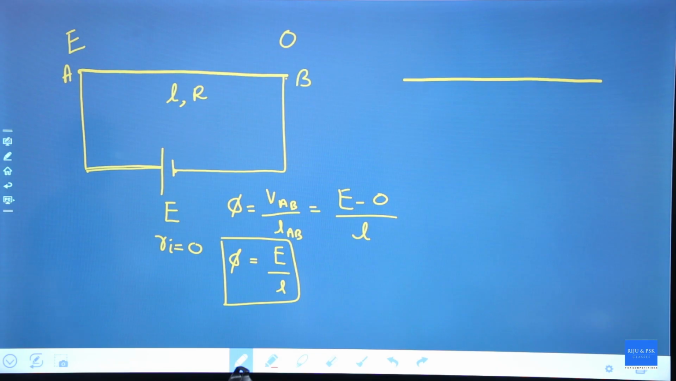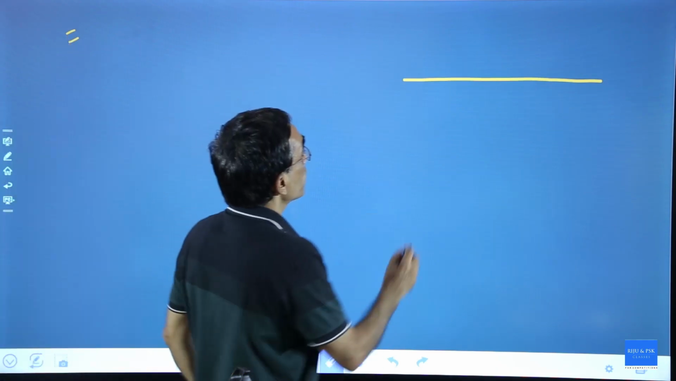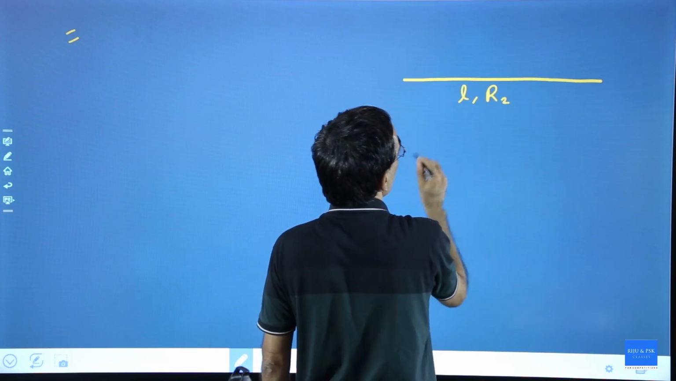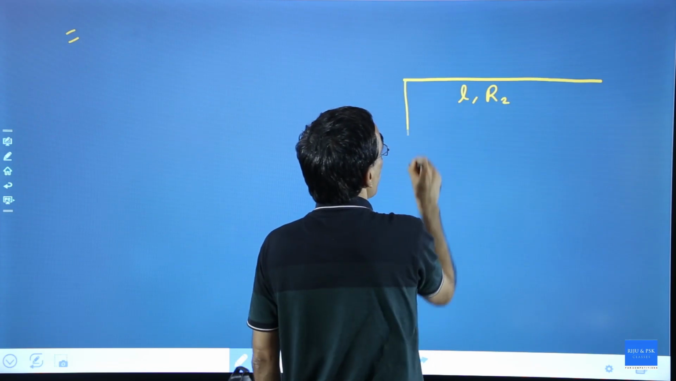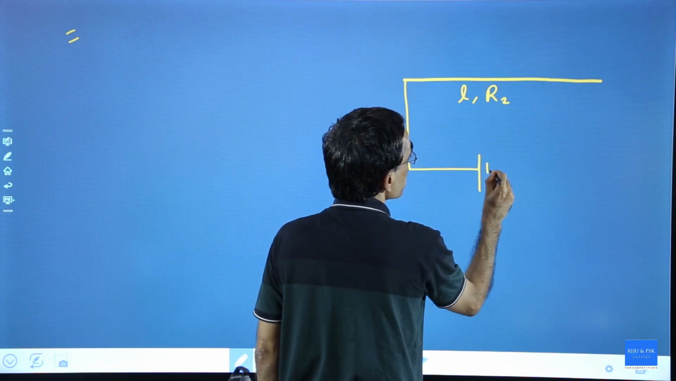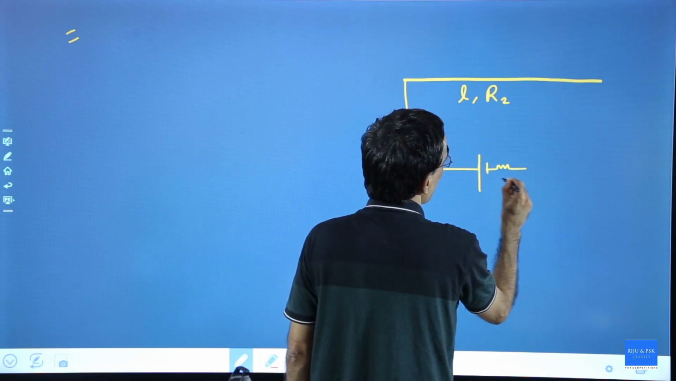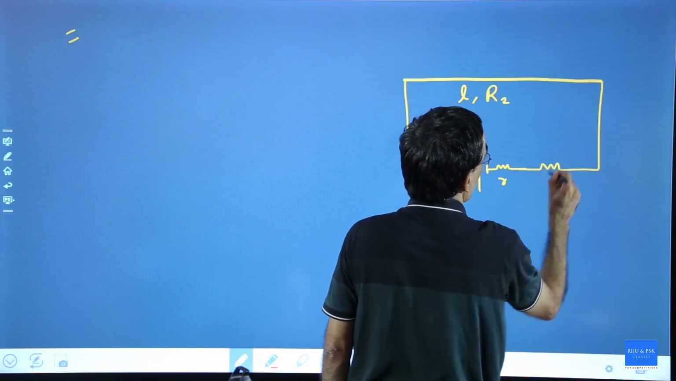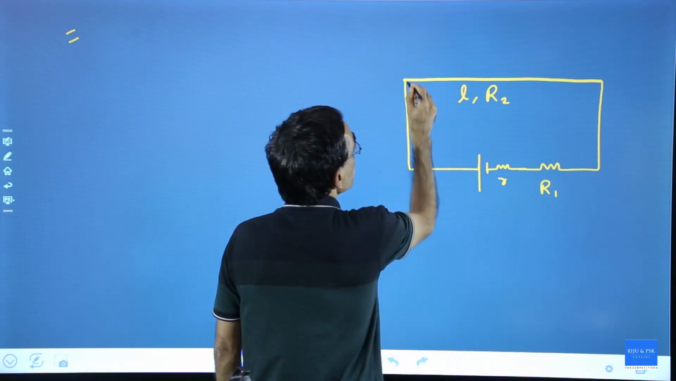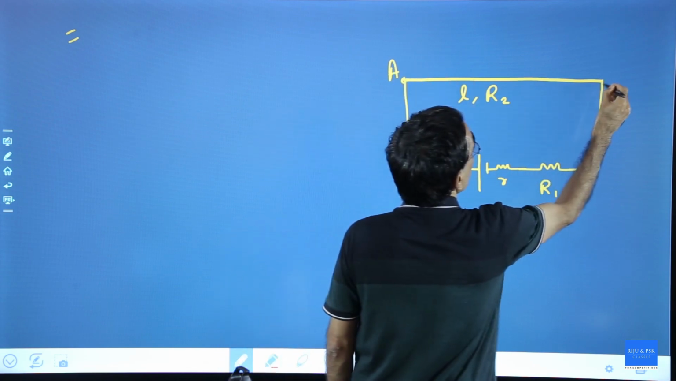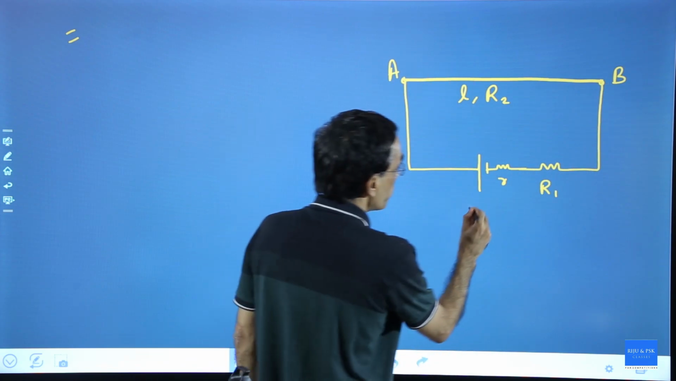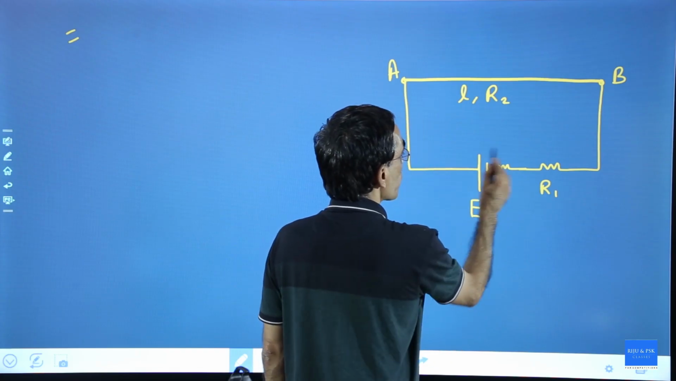Fine, that part is over. Understood? Now, this wire has a length L and resistance R2. I will tell you why it is called R2. There is a cell here with internal resistance R, and a series resistance R1. This is a wire AB. The EMF of the cell is E, and this is your cell.